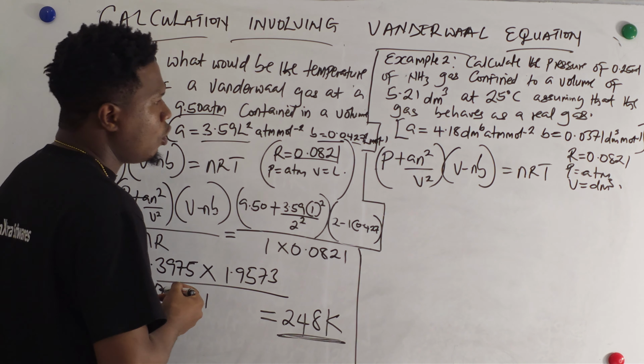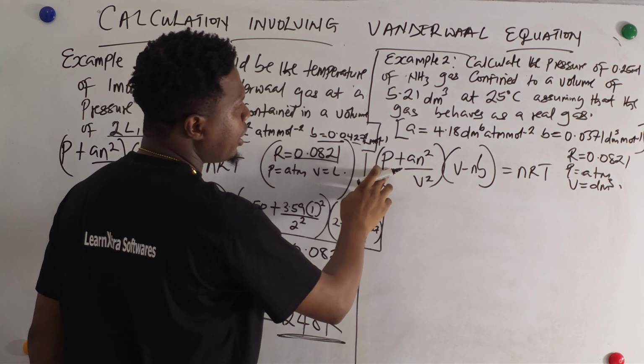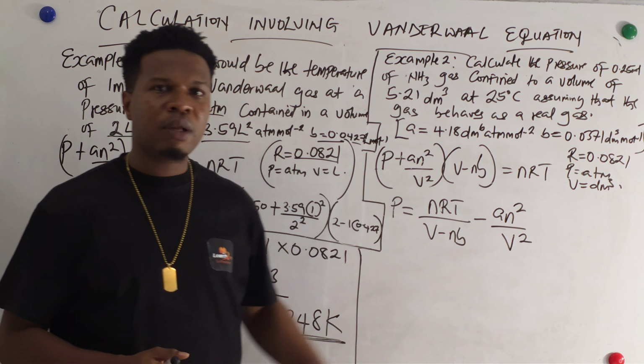So go ahead. How do you solve for pressure? We are going to make the pressure the subject of the formula. So pressure becomes nRT all over V minus nb, take this one to the other side, minus an squared over V squared. What did I do here? Very simple. I just made the pressure the subject of the formula by dividing with this value and subtracting it with an squared over V squared. So I will plug all the values inside this place and that's the answer.